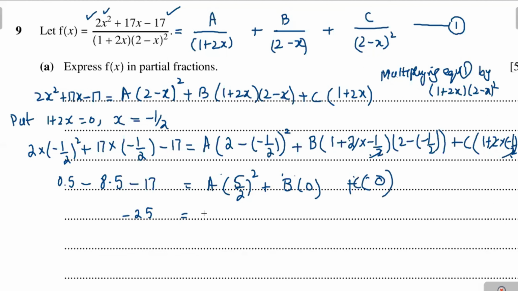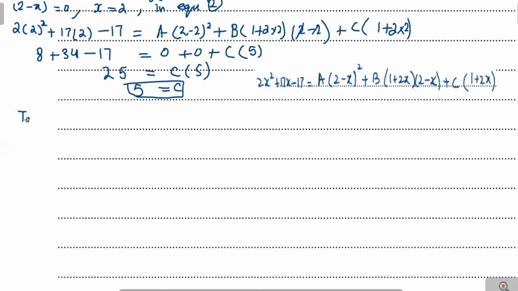Now that's value equal to 25 over 4, and we can write it as a equal to minus 25 over 4 over 25, and therefore the value of a will be equal to minus 4. Now to find the value of b, we write equation number 2 as it is.